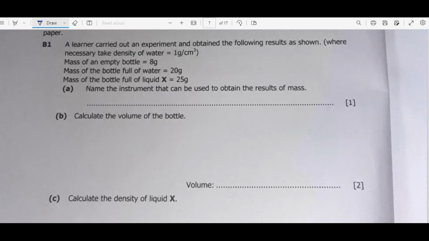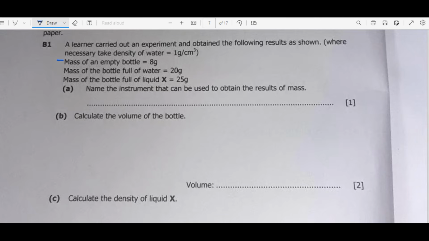A learner carried out an experiment and obtained the following results as shown. Where necessary, take the density of water equal to 1 gram per cubic centimeter. So we have been given the density of water, which is 1 gram per cubic centimeter. Now let's look at the first point.